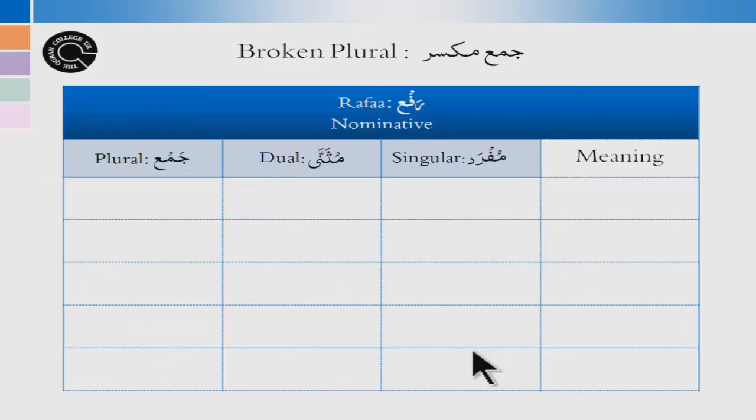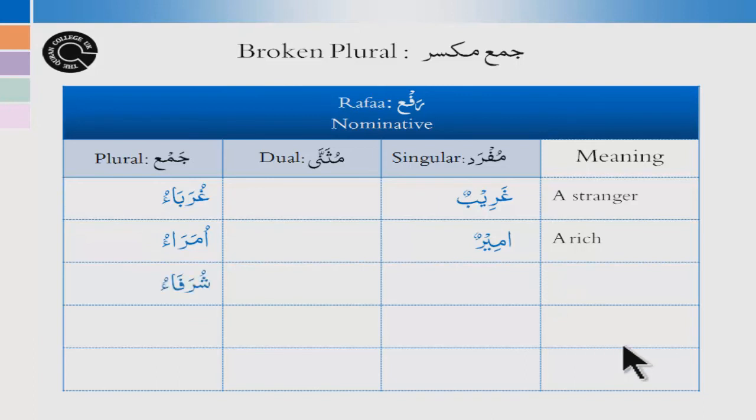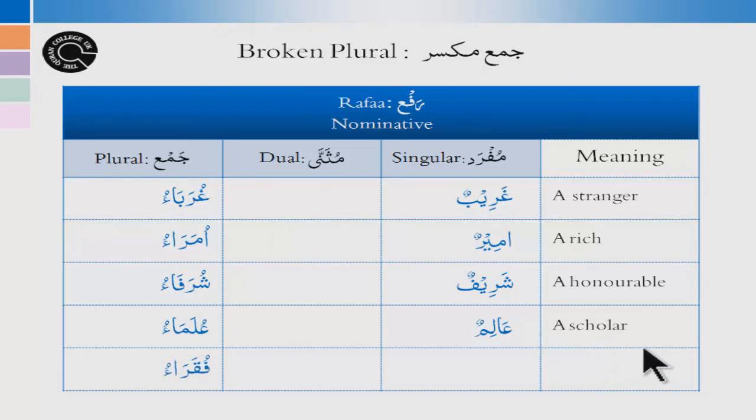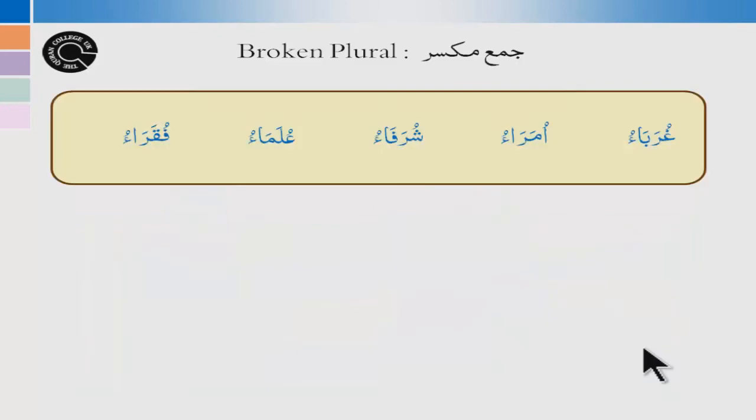Another template that we can generate from here is ghuraba'u, the broken plural of gharibun, umara'u, the broken plural of amirun, shurafa'u, the broken plural of sharifun, and then ulama'u is the broken plural of alimun, and then fuqara'u is the broken plural of faqirun. Let's generate a template from them.